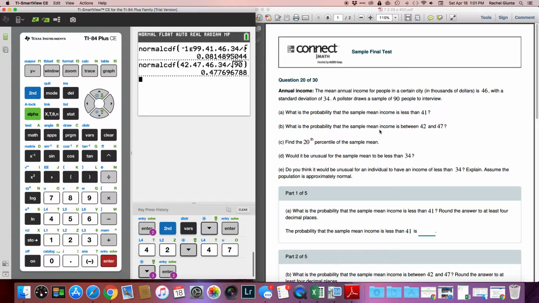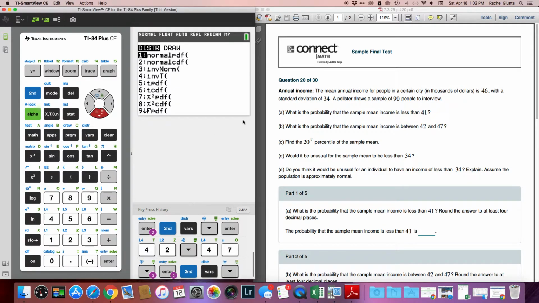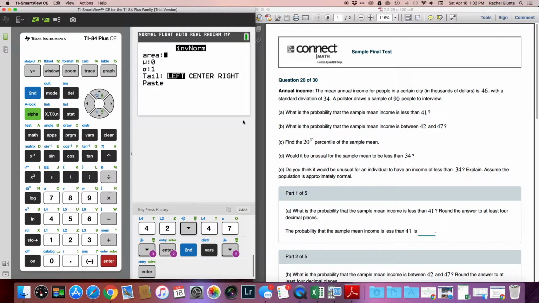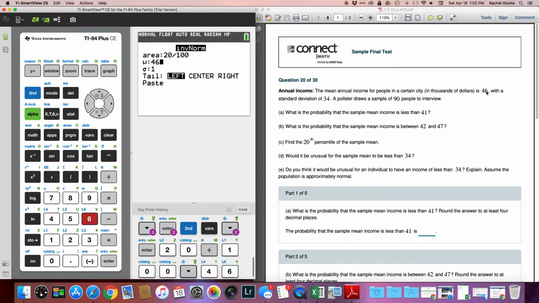And there's the answer. Now we're going from probability to percentile, and just like in number 19 with percentile, we're going to go Second Var's inverse norm, and the area is going to be the percentile that they give us, but as a decimal, so we're going to divide by 100. Mean is still going to be 46. Standard deviation, because it's 20th percentile of the sample mean, we're still going to do 34 divided by square root of 90.